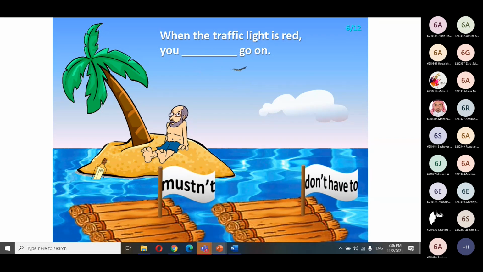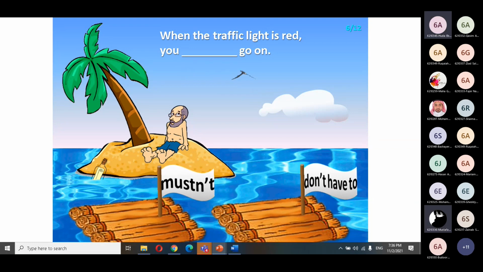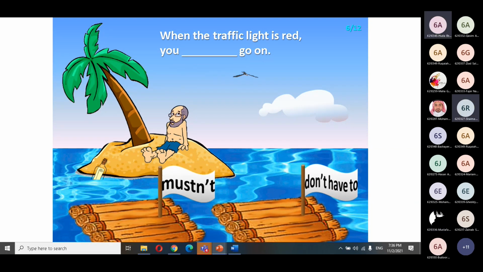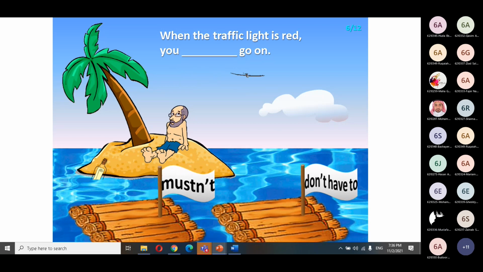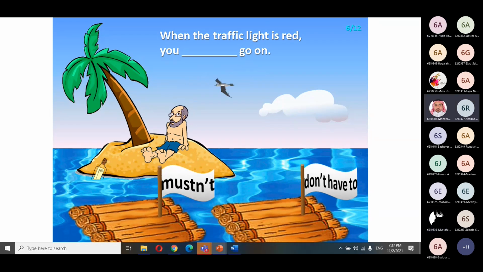When the traffic light is red you go on. You mustn't or you don't have to? Must not. Mustn't. You must not go on. Can you go on if the traffic light is red? No. So you mustn't.